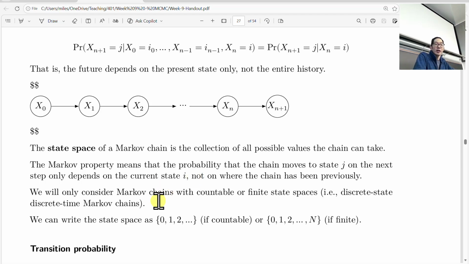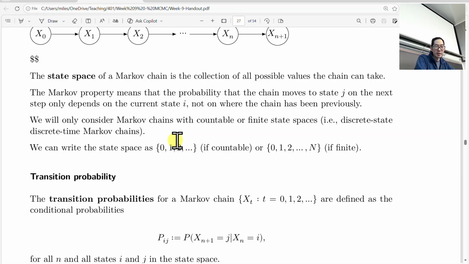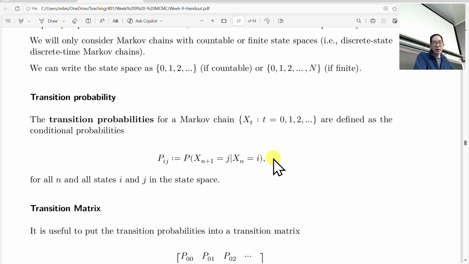And so this means, yeah, that's the Markov property. And then as far as this, we're going to just look at discrete state, discrete time Markov chains. We'll start there. We write the state space if it's countable or if it's infinite, but these are all discrete here.